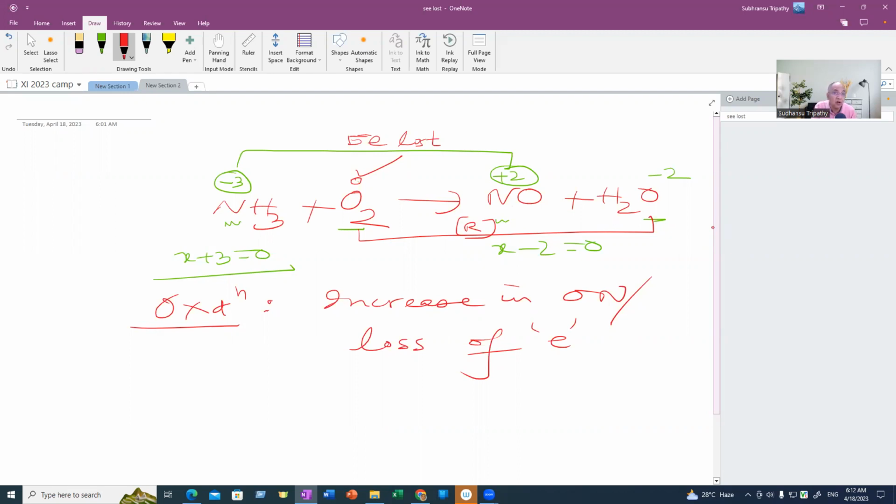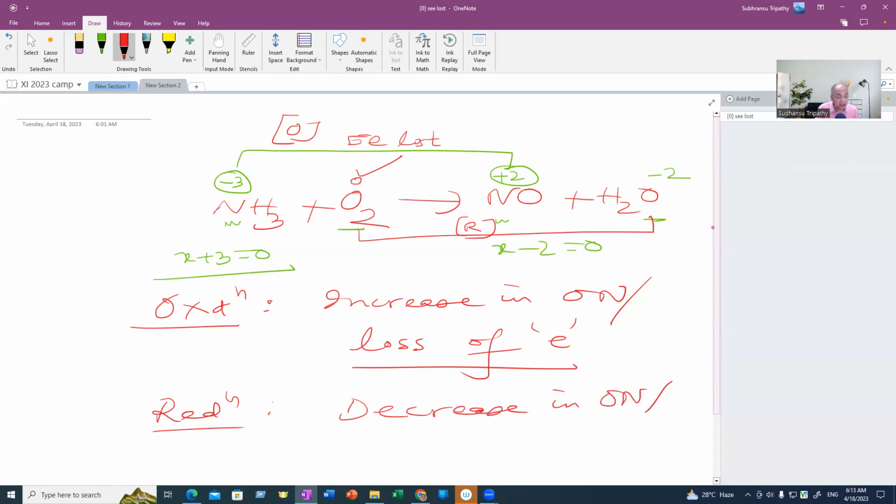So the oxidation number concept is very, very elegant to monitor what has happened. Oxidation has happened, reduction has happened, or nothing has happened. So -3 and this is +2. So loss of electron is synonymous to increase in oxidation number, and that is oxidation, O. And reduction, the new definition, is decrease in oxidation number, or synonymous to gain of electron.